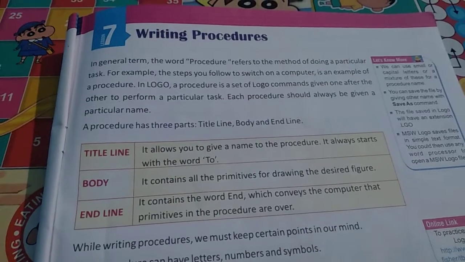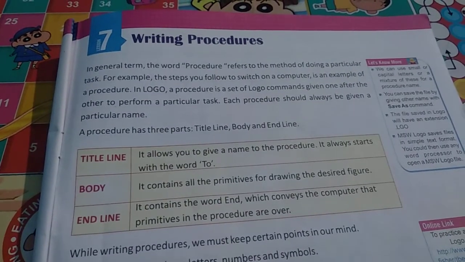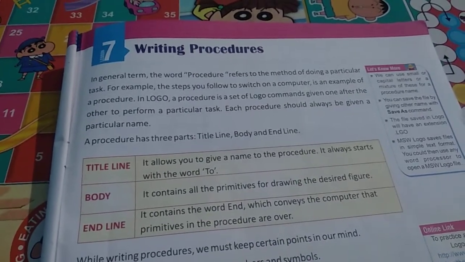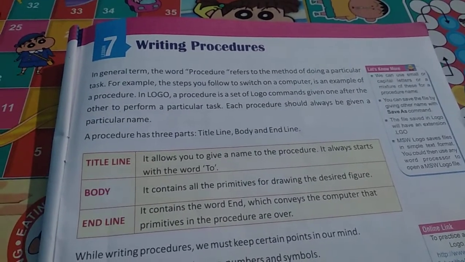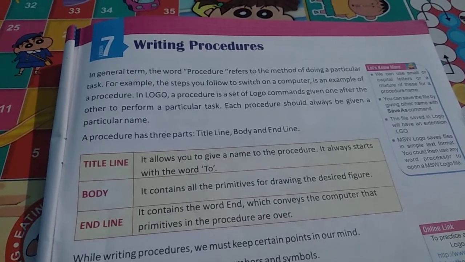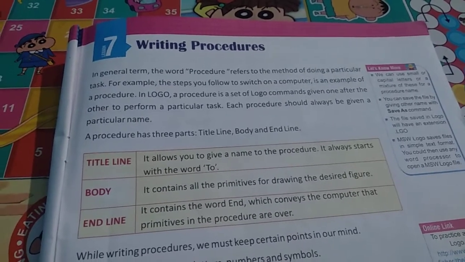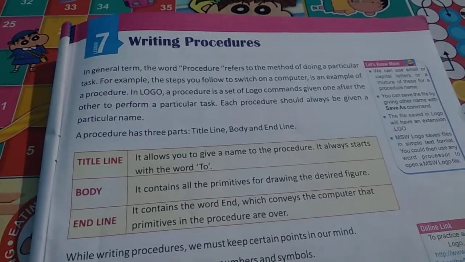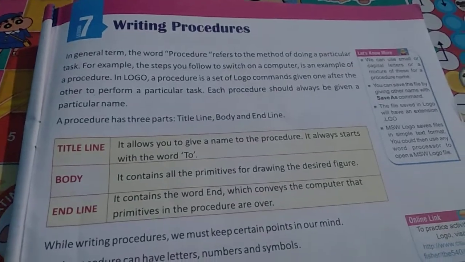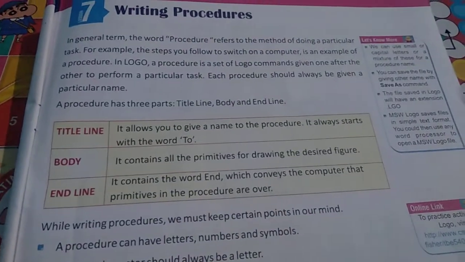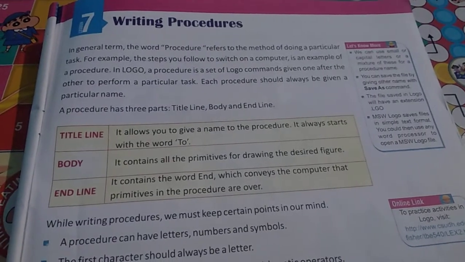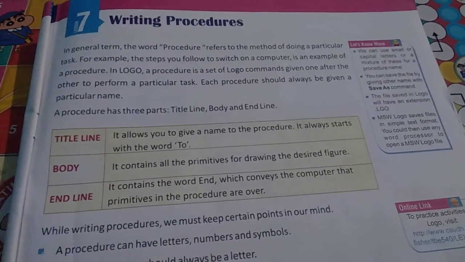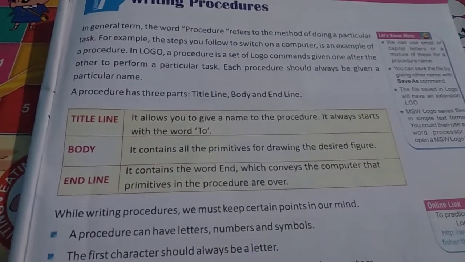So in Logo, a procedure is a set of Logo commands given one after the other to perform a particular task. In Logo also, we perform some procedure, or you can say we write some steps to perform a task. Each procedure should always be given a particular name. A procedure has 3 parts: title line, body, and end line. So a procedure means the collection of steps, you can say. First is the title line, second is body, and third is the end line.